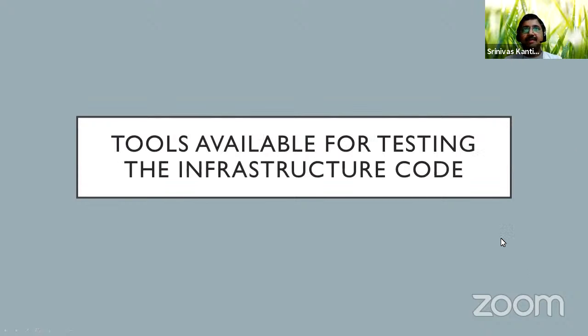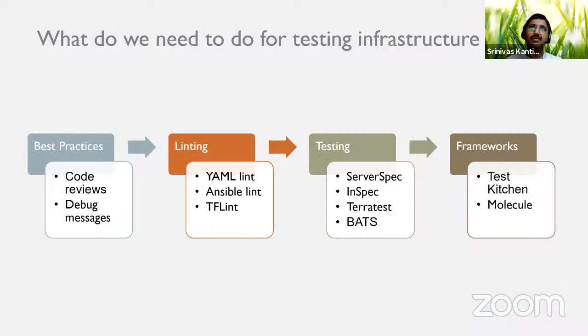So let's see what tools are available for testing the infrastructure code, or what we need to do. Not just the tools, what should the process be here? The first thing, always follow best practices. Treat it the same way as we treat our whole product code. We should have code reviews, because a lot of people are writing this code, IT, DevOps, engineering, and there are a lot of things evolving.